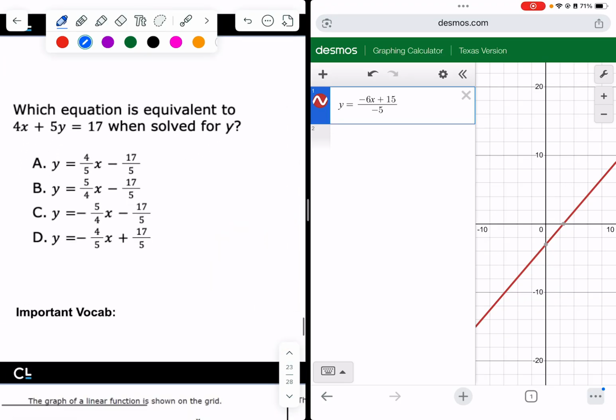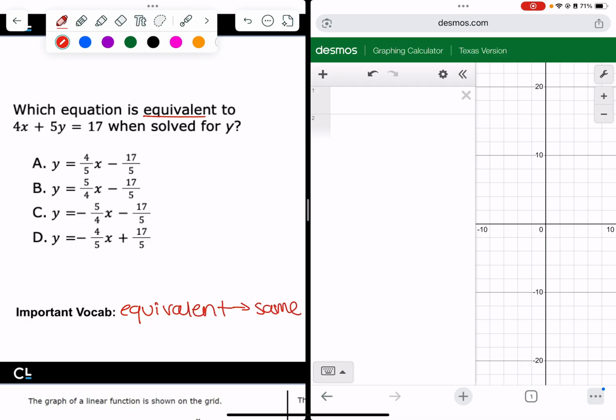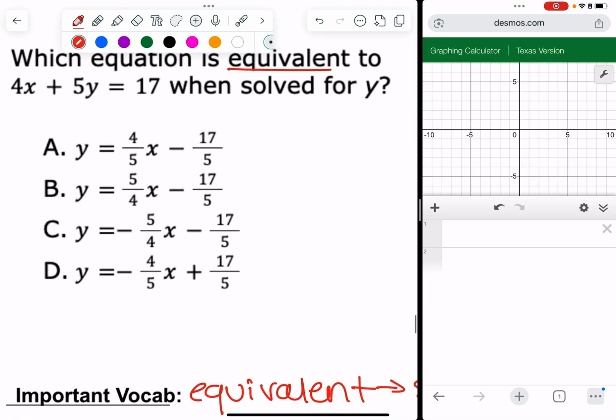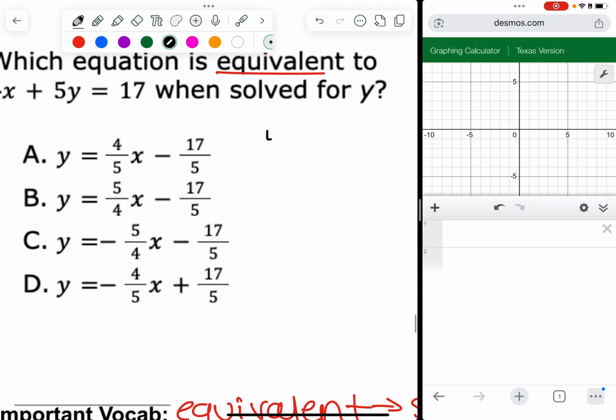So let's go and try another one. For the next one, it says, which equation is equivalent to 4x plus 5y equals 17 when solved for y? So I see the word equivalent. That is my important word, equivalent. That means same. We are looking for the same. So I'm going to write down 4x plus 5y equals 17.